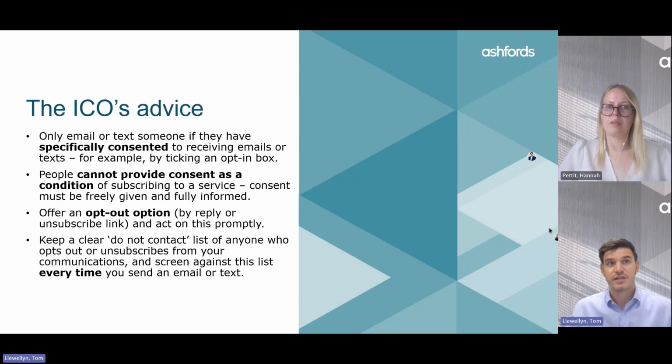And finally, there must be a do not call or do not contact list. And this must be screened against every time you send an email or a text, not every 28 days, not every month, every time. And that's clear guidance from the ICO, and worth making sure that you're complying with that requirement. As again, the ICO has clearly said that ignorance is not a mitigating factor.